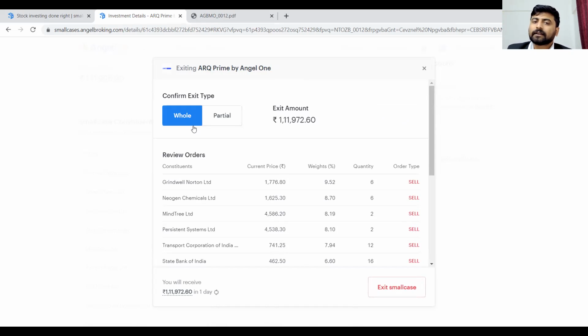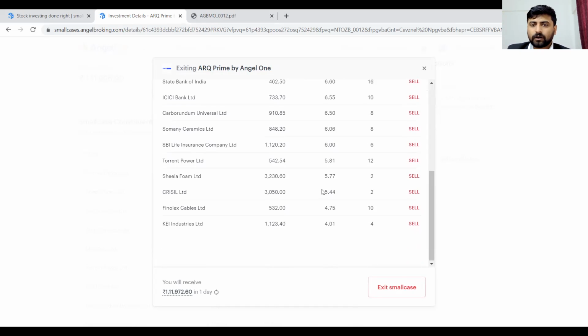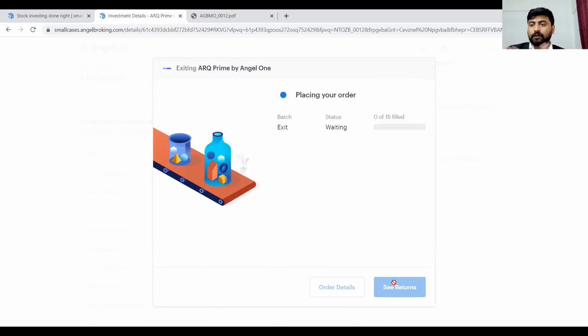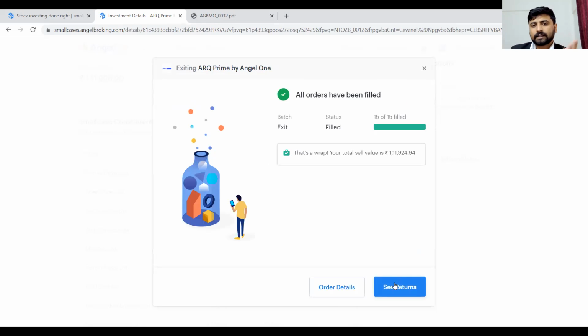If you wish to exit the entire smallcase, click on the whole option available here, scroll down, take a look at all the stocks that will get sold now, click on Exit Smallcase and click on Confirm Orders. Now, if you just wait for a couple of moments, these orders will get executed in your trading and demat account and you would have successfully exited out of the smallcase. Now you can see that all the orders have been successfully filled, which means that we have managed to exit this particular smallcase successfully.